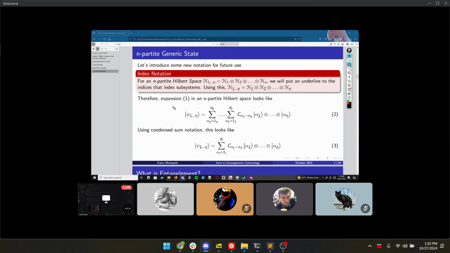So when we try to understand what a state in an n-partite Hilbert space might look like, the expansion would look sort of like this, right? Where we have these n sums, and this massive coefficient and these basis states. But that's really long. It's not really useful to write this out all the time. So we're just going to use what's called condensed sum notation. And when you see this, you should understand that this and this are the same.